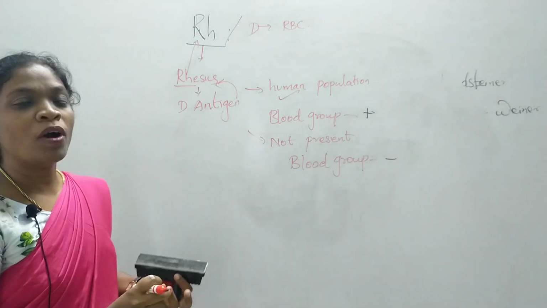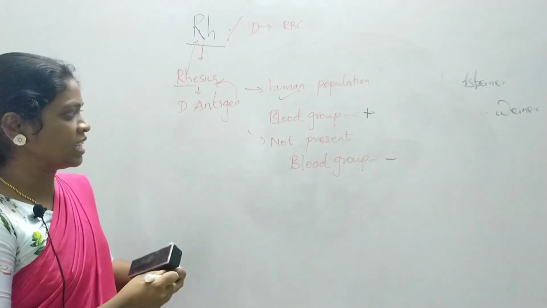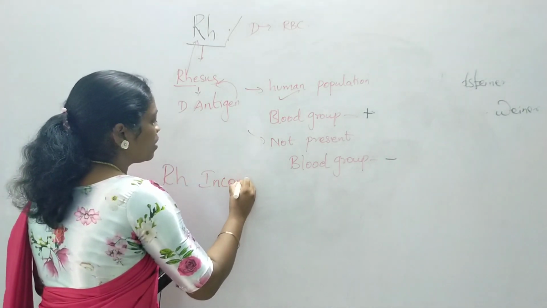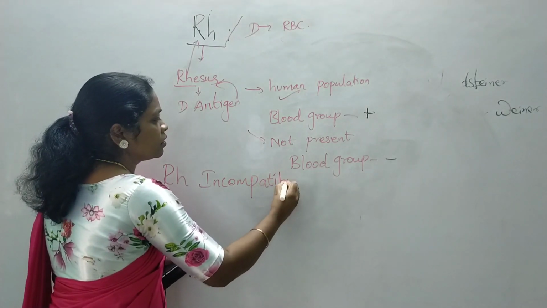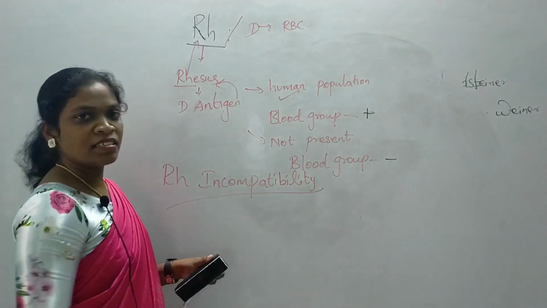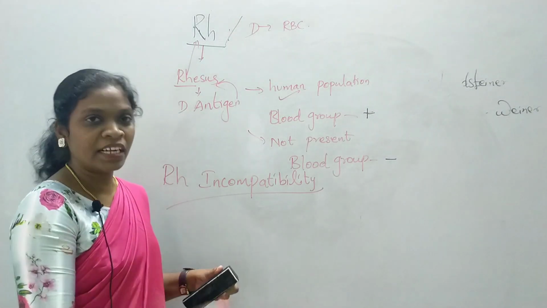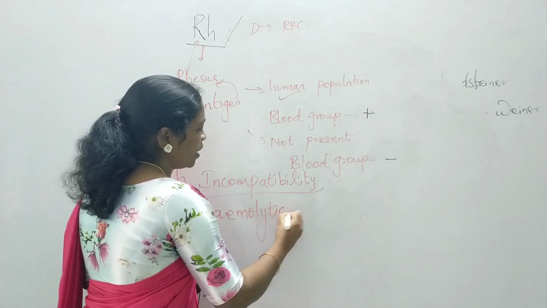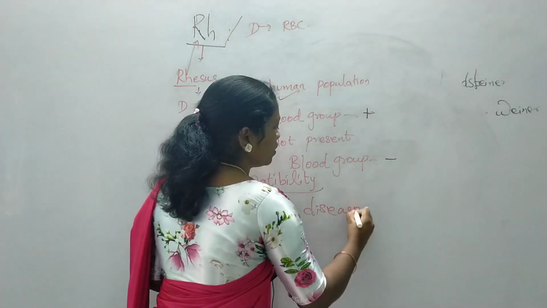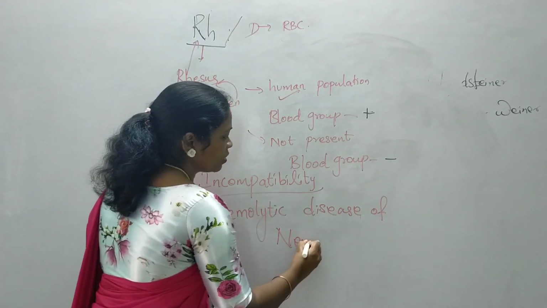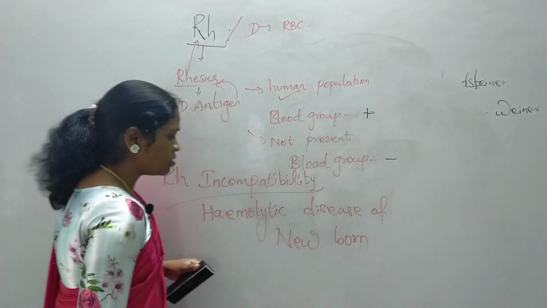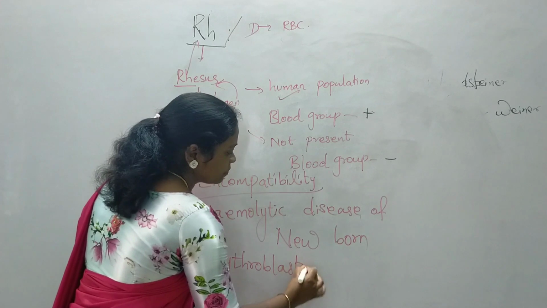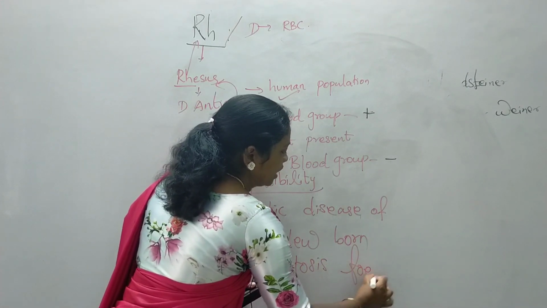We will now go to what is RH incompatibility. We will see it in detail. This RH incompatibility results in a disease which is known as hemolytic disease of newborn, or it is also known as erythroblastosis fetalis.